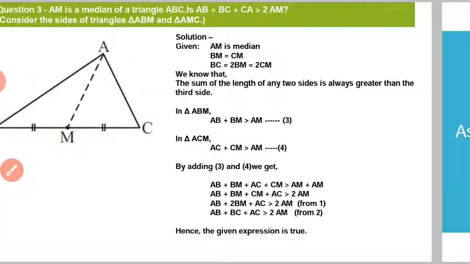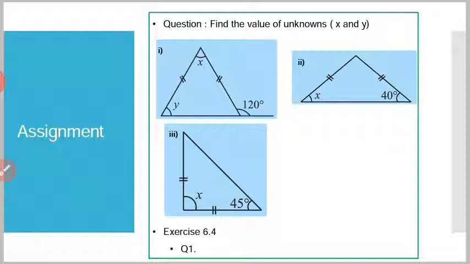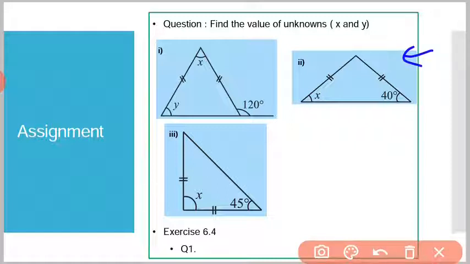So children, this is all for today, and today's assignment is: the first question is to find the value of the unknowns, that is x and y. So let's take the second part. In the second part we see that this triangle is an isosceles triangle, and in an isosceles triangle base angles are equal. x and 40 degree are base angles, therefore x is equal to 40 degree. Base angles opposite to equal sides are equal.